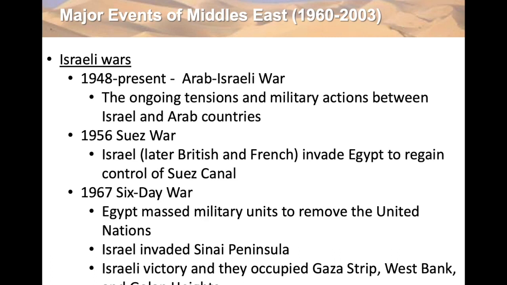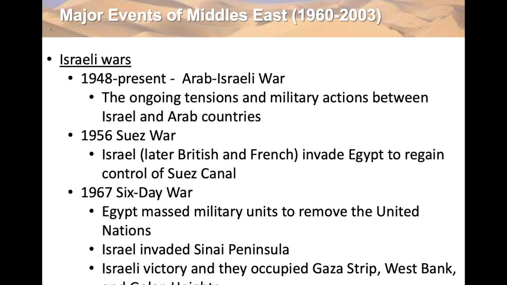1956 is the Suez War. Israel and then later the British and the French invaded Egypt to regain control of the Suez Canal, because the Suez Canal is kind of like a lifeline to enter into the Mediterranean Sea. And when Egypt attempted to take control of the Suez Canal, Israel and then the British and the French came in and had to get it back.